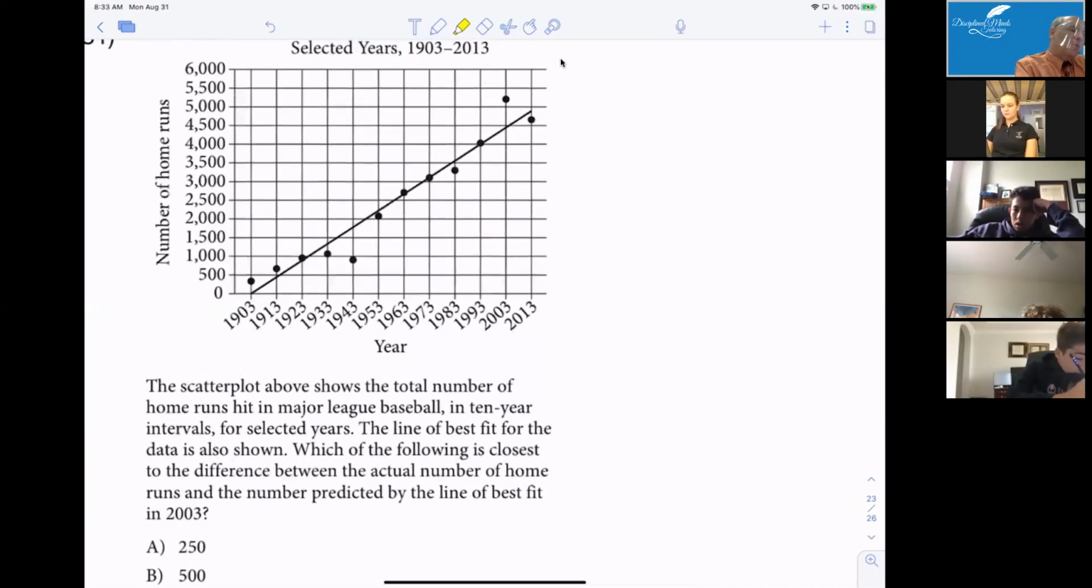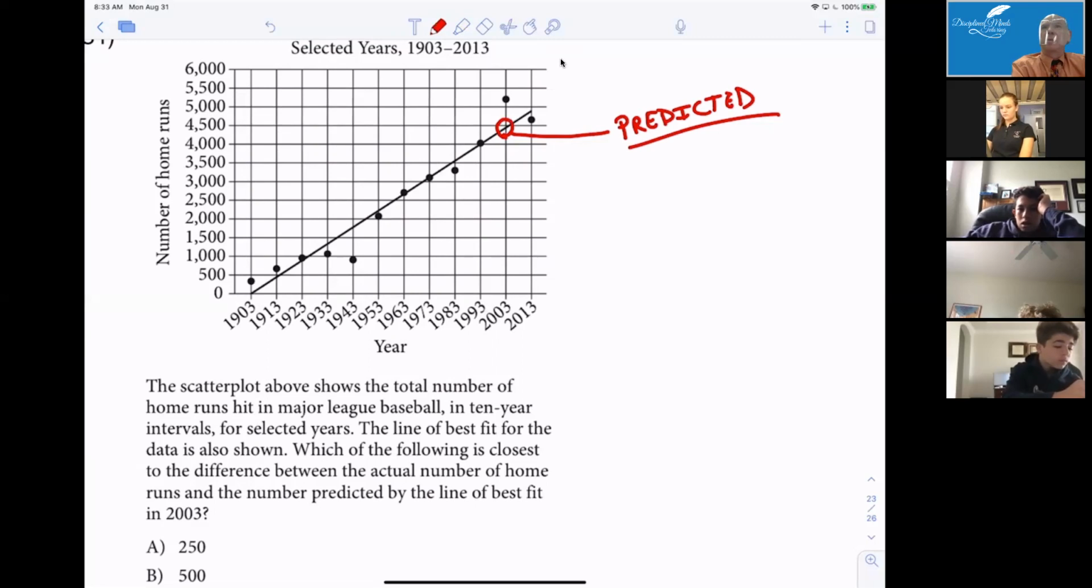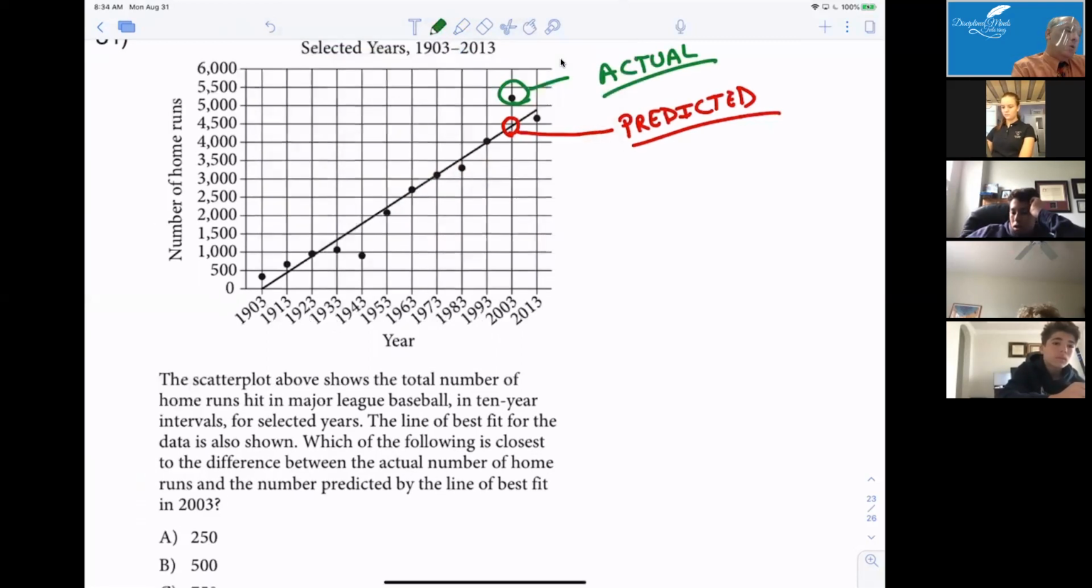All I have to do is look at 2003, right? Now, that right there is called the what? That's the predicted, correct? That's what you use a line of best fit for, to make predictions. This point up here is the what? That is the actual. That's the actual. Right, that's all we're doing.